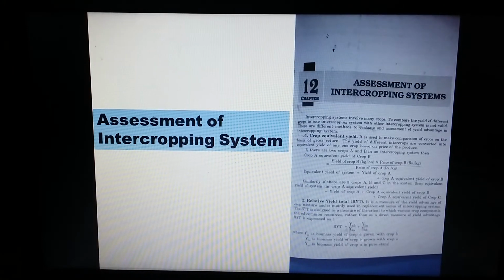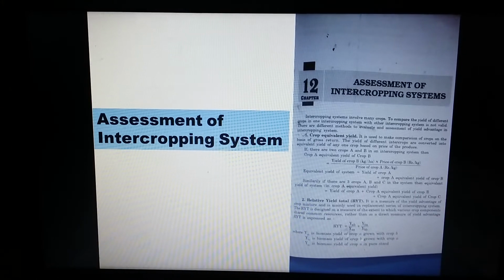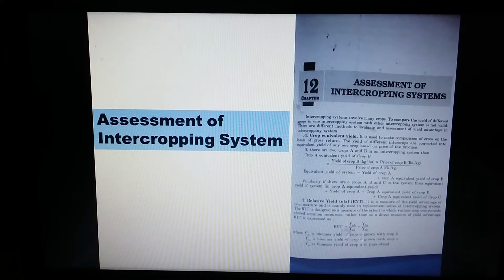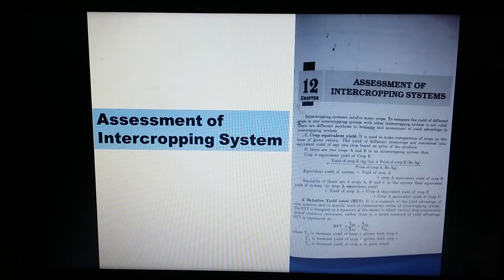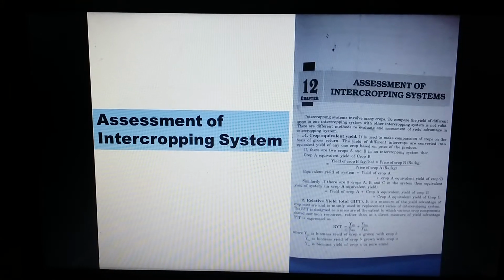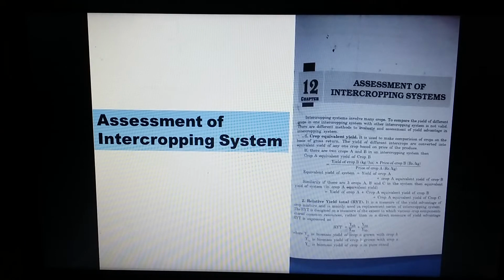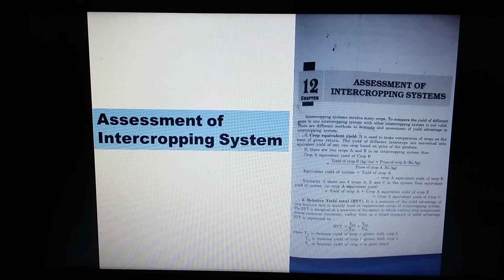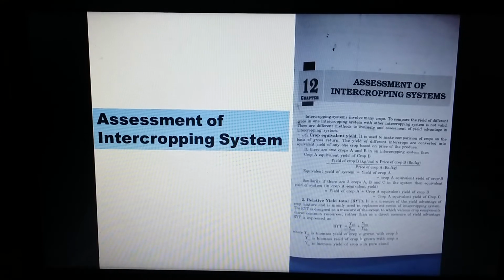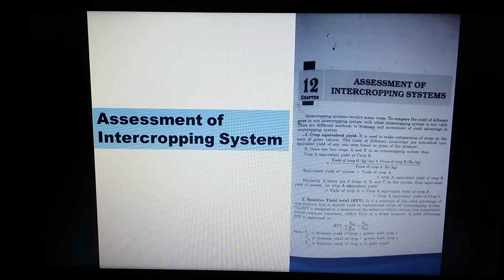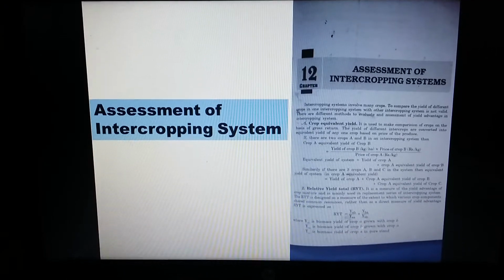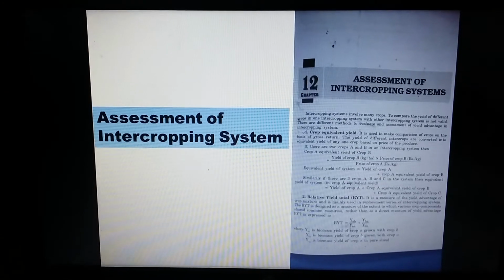So now coming to the next, our most important topic, that is assessment of intercropping system. So before entering the topic, we have to know what is intercropping. As you all know, intercropping is a cultivation of two or more crops simultaneously on the same field. The most common goal of intercropping is to produce a greater yield on a given piece of land by making use of resources or ecological processes that would otherwise not be utilized by a single crop. So I think intercropping is clear.